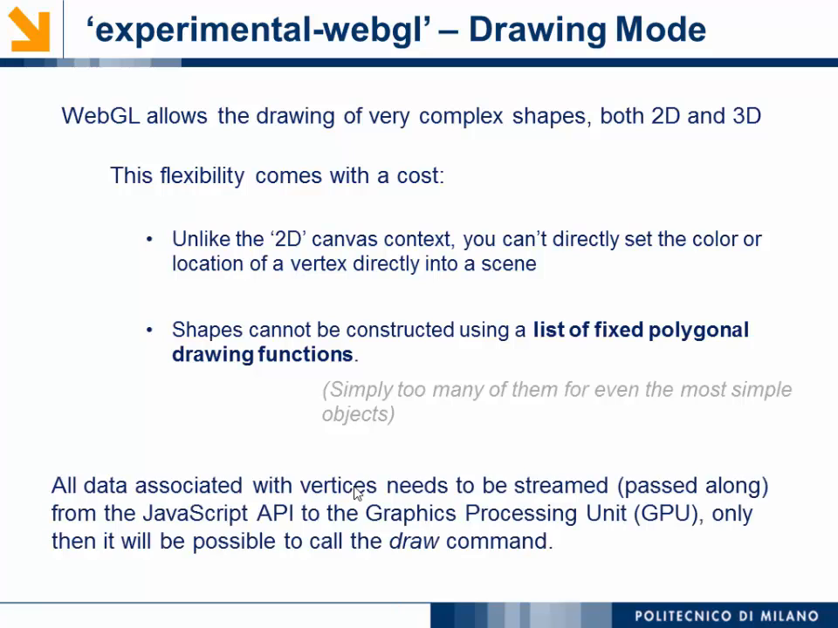So, in some way, we have to stream to the GPU memory all the data at once, and then explain how to interpret those data in order to have the 3D object. Only at the end of this complex procedure can we call the draw call.